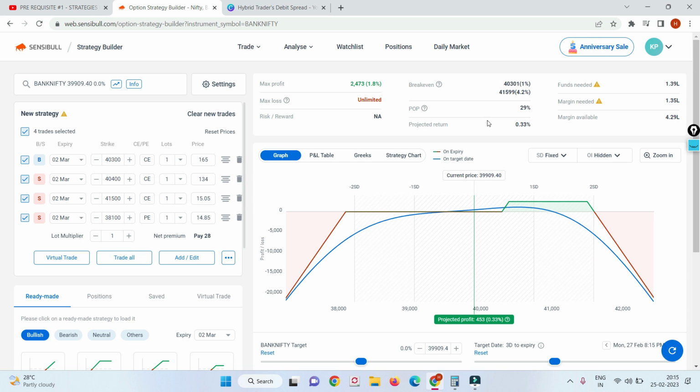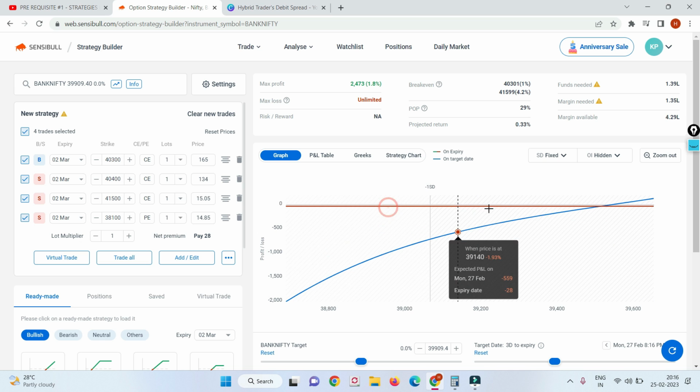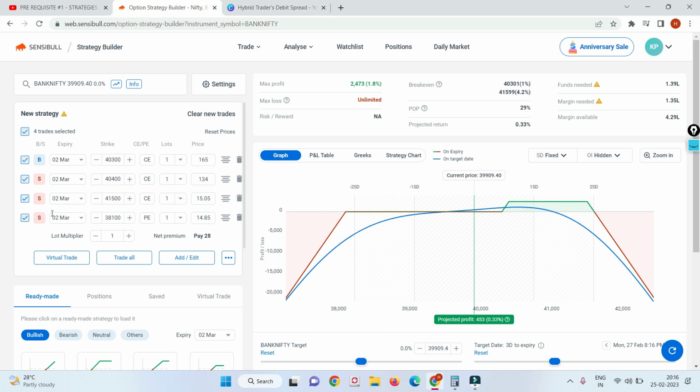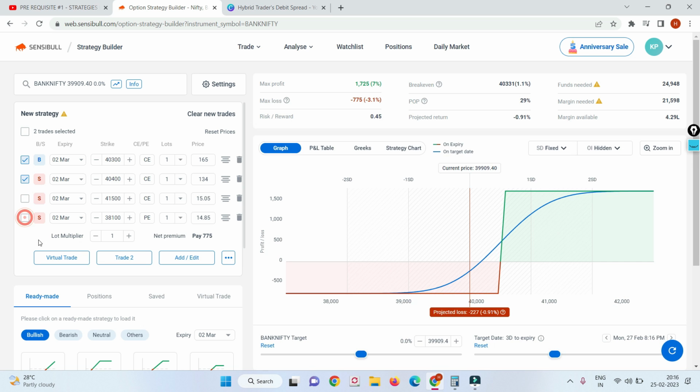If it goes up, I'll still be getting almost 1.5, close to 2%. What did I say? This is for the conservative trader. I have a cushion of almost 4.63% on the downside, guys. On the downside, my loss is almost zero. 28 rupees is the loss. You got my point? So we started with a very conservative debit spread.